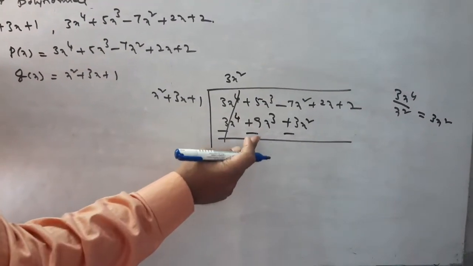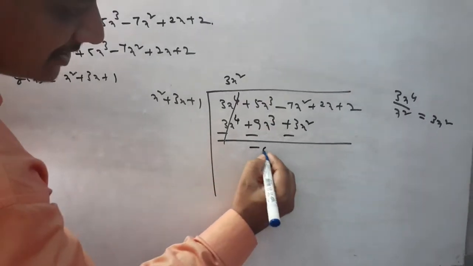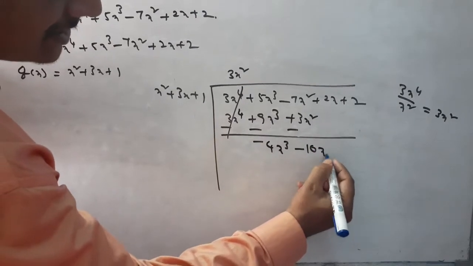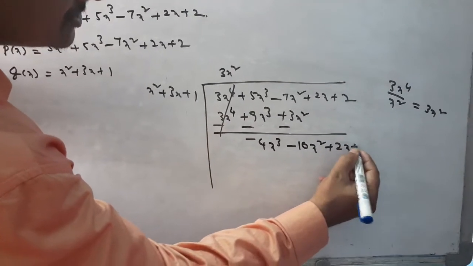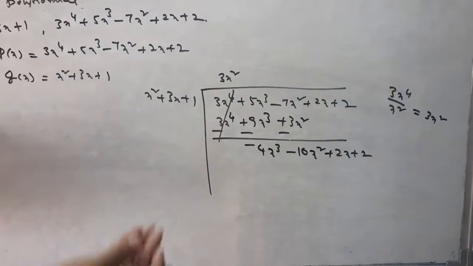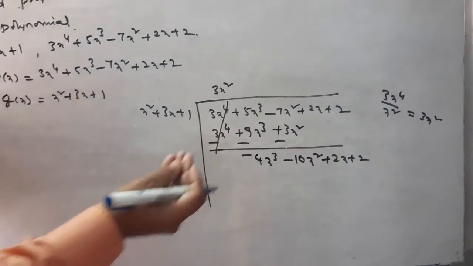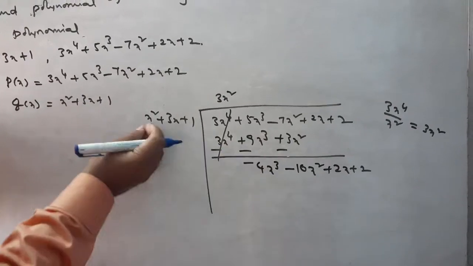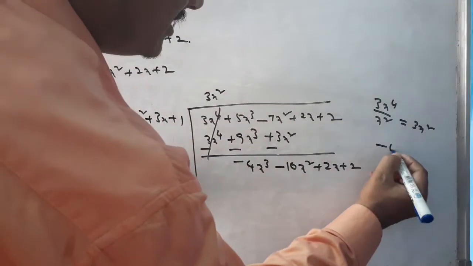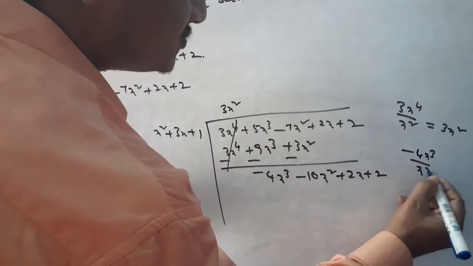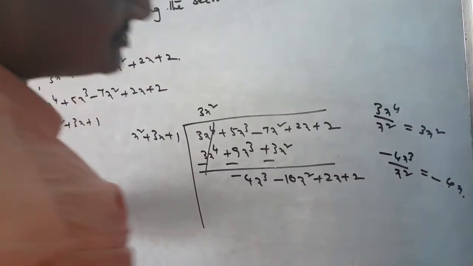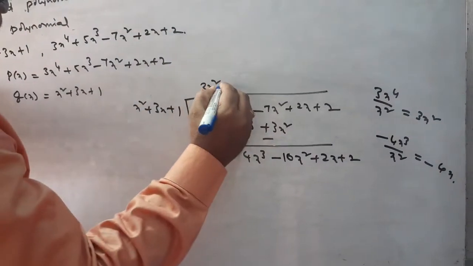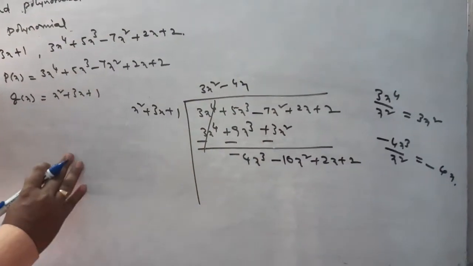5x cube minus 9x cube, we will get minus 4x cube. Here both are minus, so minus 10x square plus 2x plus 2. Now the second term of the quotient: minus 4x cube divided by x square, we will get minus 4x. Minus 4x is the second term of the quotient.